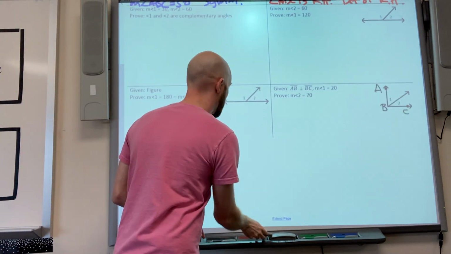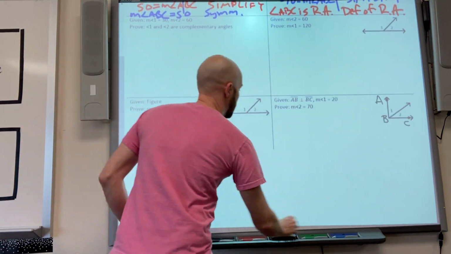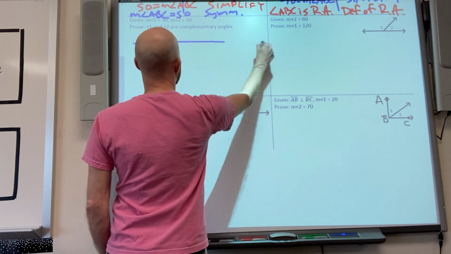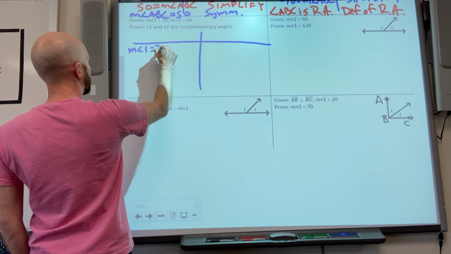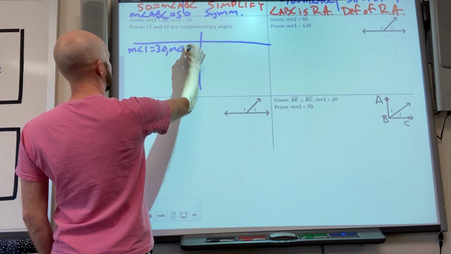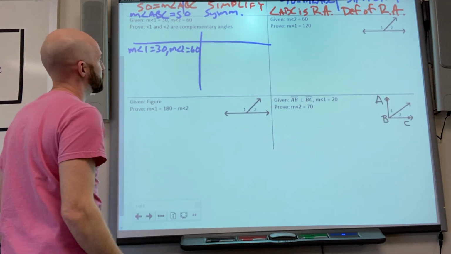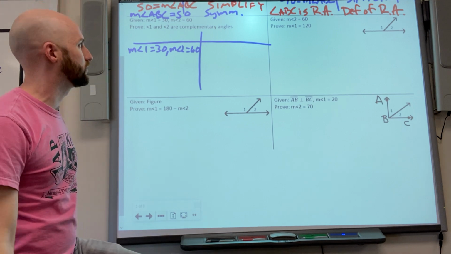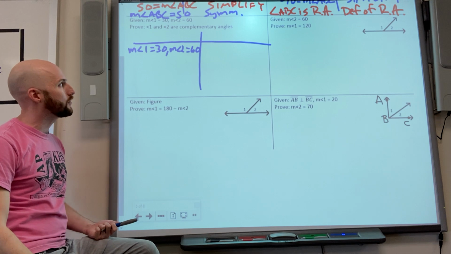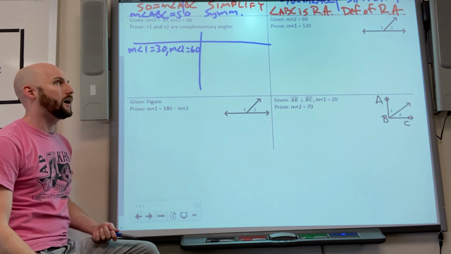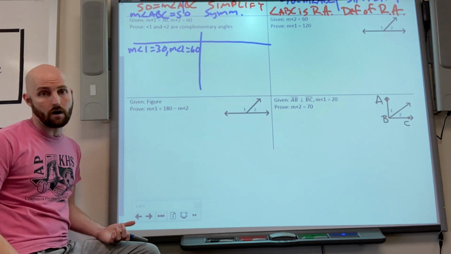All right, let's see a couple more. This one, they are giving me no picture, that's okay, but they're telling me that measure of angle 1 is 30 and that measure of angle 2 is 60. Can I prove that those are complementary angles? Well, the idea is that I know if I can add this together, 30 plus 60 is 90, and if two angles add up to 90, that means complementary.